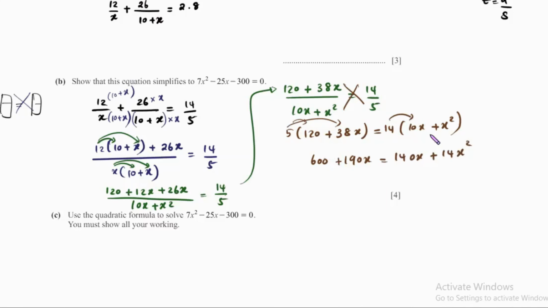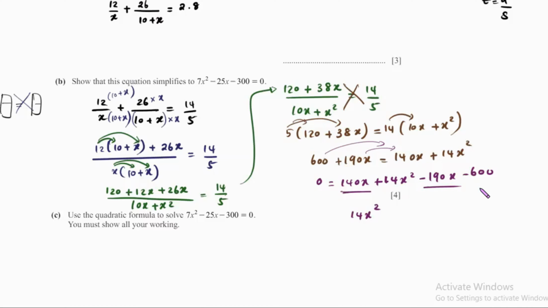I'm going to take all these terms to one side. So I'm going to take this 600 and 190x to the other side. So I have 0 here, and I have 140x plus 14x squared, then I have minus 190x minus 600. When I simplify this, I get 114x. I will write the term with the square first. So that's going to be 14x squared. And this 140x and minus 140x, I can simplify together.